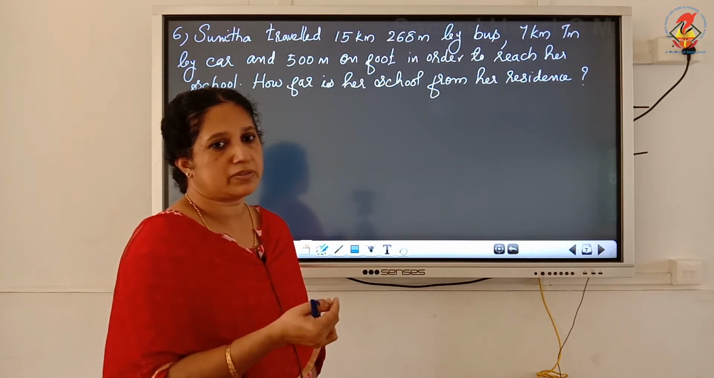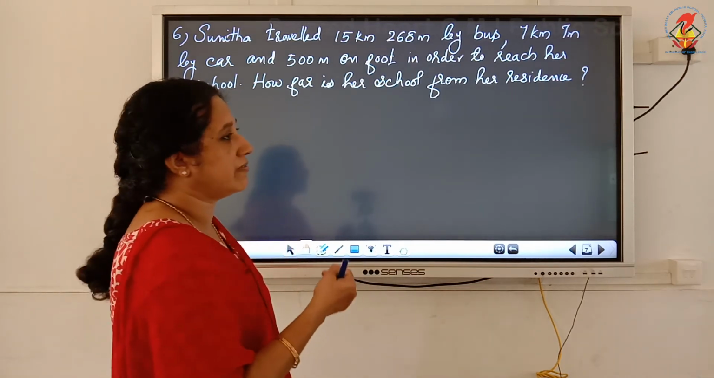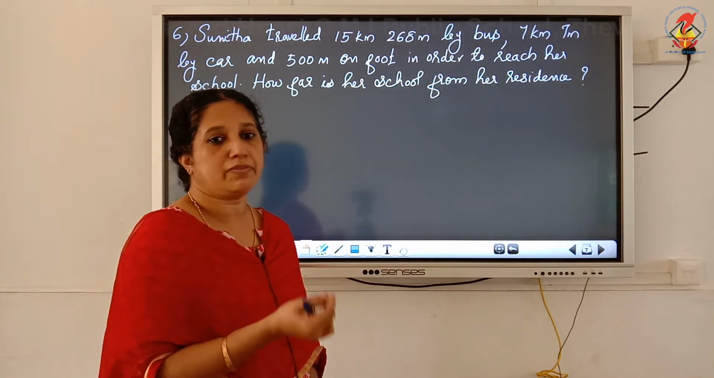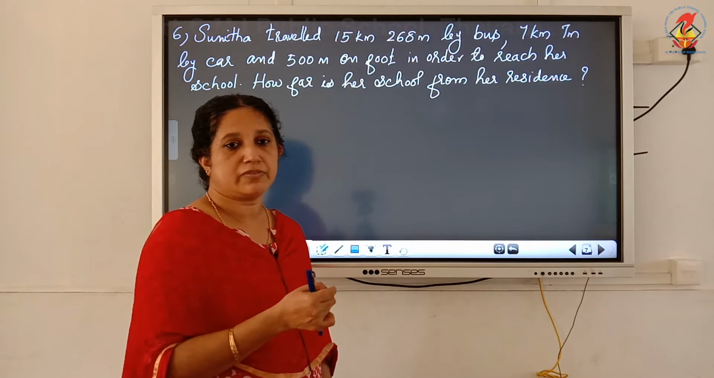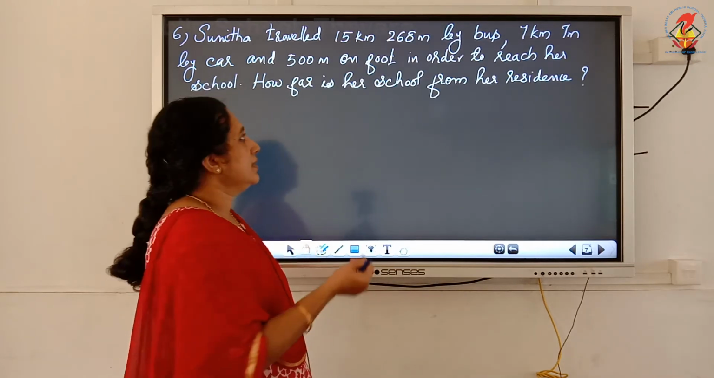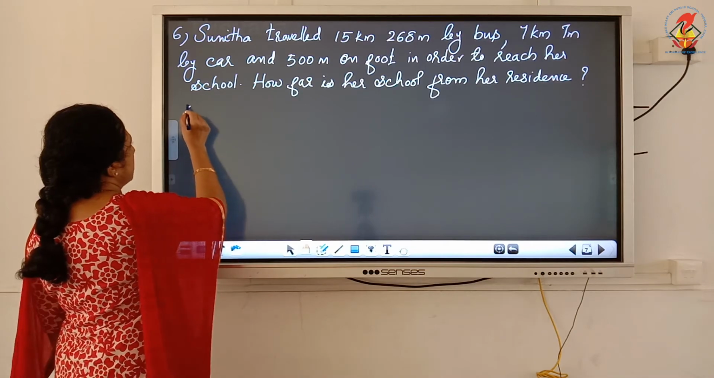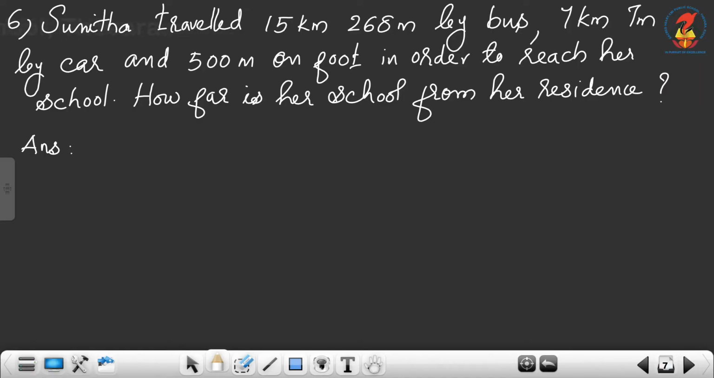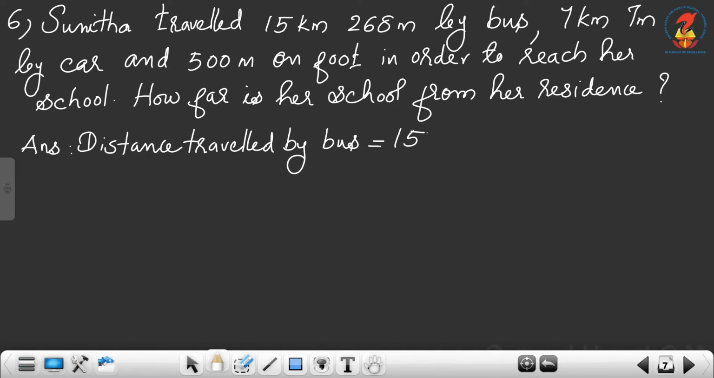Now the question is how far is her school from her residence? So what we have to find out? We have to find out the total distance travelled by Sunita. So how we can find out the total distance travelled? We have to add. Then how we can write down the steps? The first step is distance travelled by bus. Distance travelled by bus equal to 15 kilometer 268 meters.